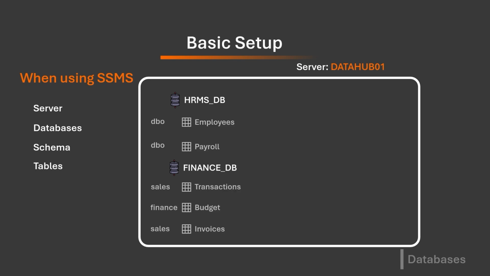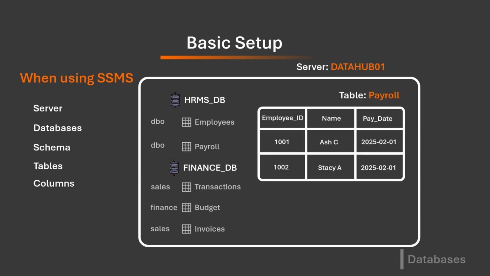And these tables store data in a grid format where the columns define what type of data is stored and rows store individual records. We have primary key. Every table should have a primary key, which is a special column that uniquely identifies each record. So for example, in the payroll table, employee ID might be the primary key, ensuring that no two employees have the same ID. We also have a foreign key.